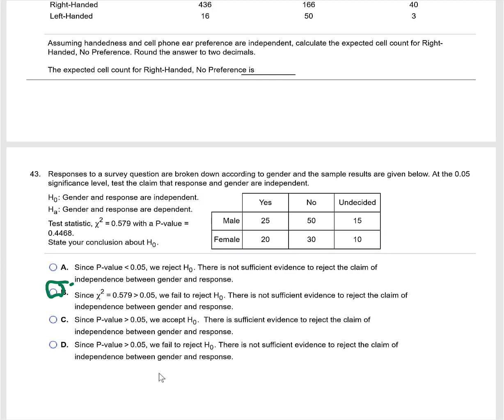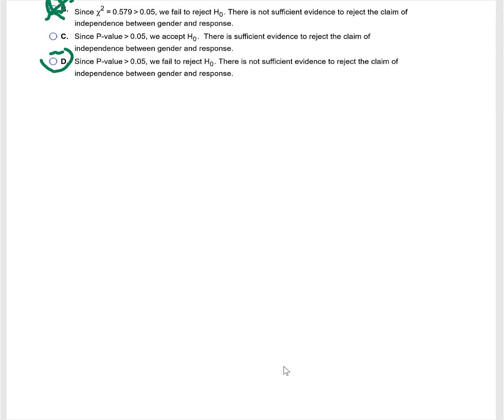I'm sorry, that's not correct. It's not the chi-square value, it's the p-value, it's answer D. Since the p-value is greater than 0.05, we fail to reject, not the chi-square, the p-value.